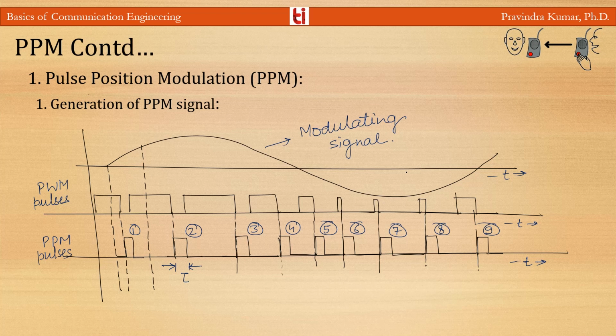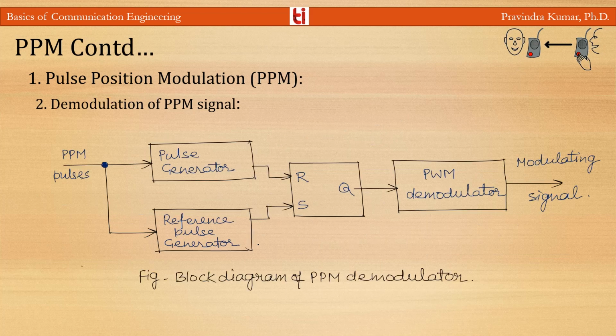The leading edge of each PPM pulse coincides with the trailing edge of the PWM pulse. These are the PWM pulses, and after passing this PWM through the monostable multivibrator, we get the pulse position modulation pulses. You can see that pulses 1, 2, 3, 4 move away from their respective reference lines, and pulses 5, 6, 7 come progressively closer to their respective reference lines. The noise corrupted PPM waveform is received by the PPM demodulator circuit, which performs demodulation of PPM.